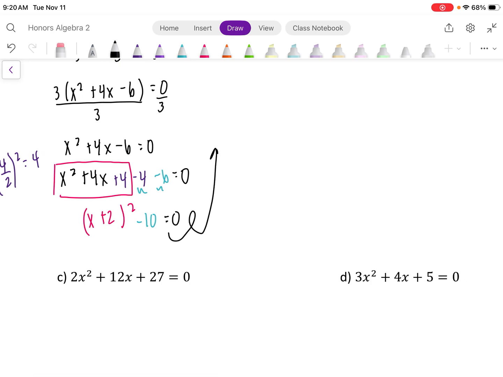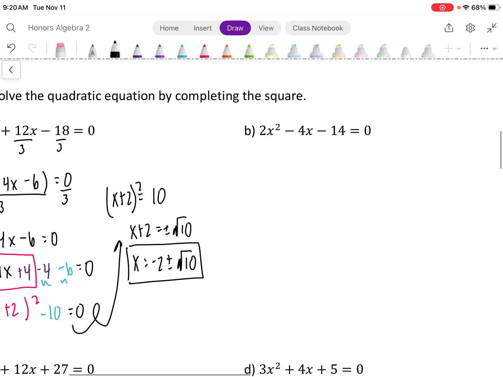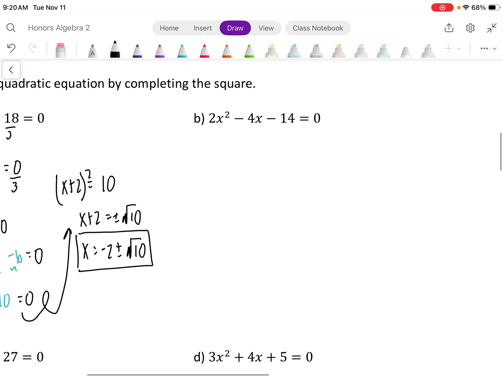So that's just going to be x plus 2 squared equals 10. Square root both sides, x plus 2 equals plus or minus square root of 10. X equals negative 2 plus or minus square root of 10. Boom. Okay. Example 1b, factor out a 2. 2 goes into everything. So we have 2 on the outside, x squared minus 2x minus 7 equals 0.